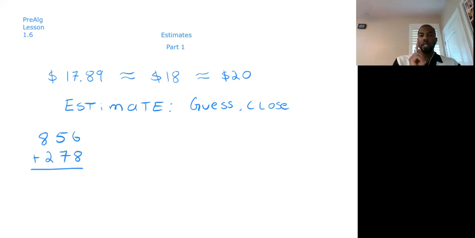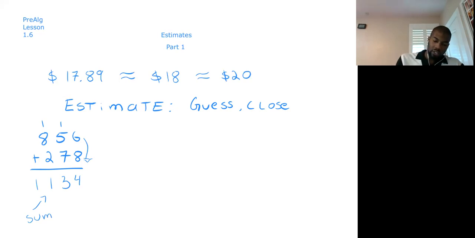Now, here's what an estimate is not. An estimate is not simply solving the problem and saying, all right, 6 plus 8 is 14. 1 plus 5 is 6. 6 plus 6 is 12. 12 plus 1 more is 13. 1 plus 8 is 9. 9 plus 2 is 11. That is not an estimate. That is the exact actual answer. 1,134 is the actual sum.